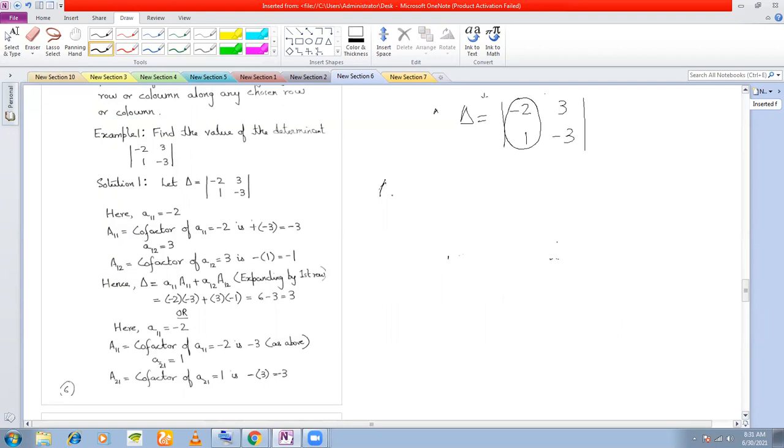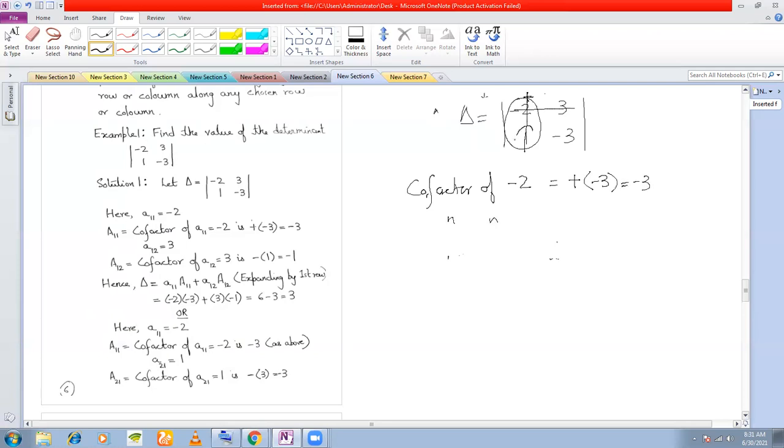Okay, so delta is equal to, let me find out the cofactors first. Cofactor of minus 2. What is the sign here? The sign here is a plus sign. We give a plus sign. And we delete this row and this column to get minus 3. So the cofactor is minus 3.